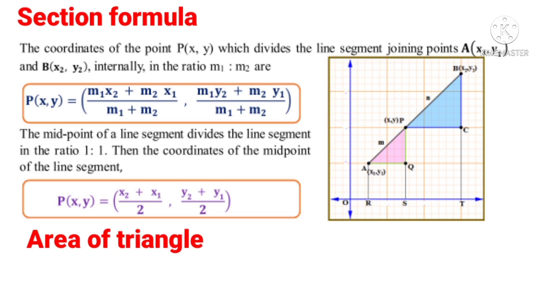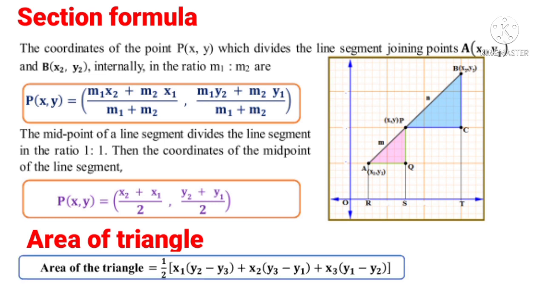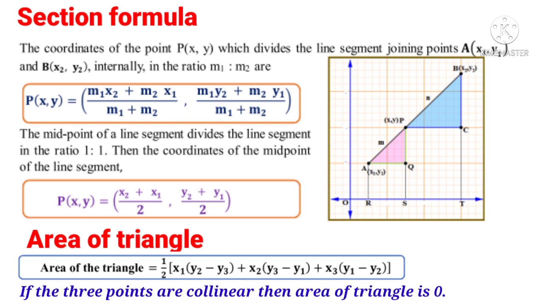If a triangle is formed by the 3 points, then the area of this triangle is given by half into x1 into y2 minus y3 plus x2 into y3 minus y1 plus x3 into y1 minus y2. Here, note down one important point. If the 3 points are collinear, then the area of the triangle will always be 0.